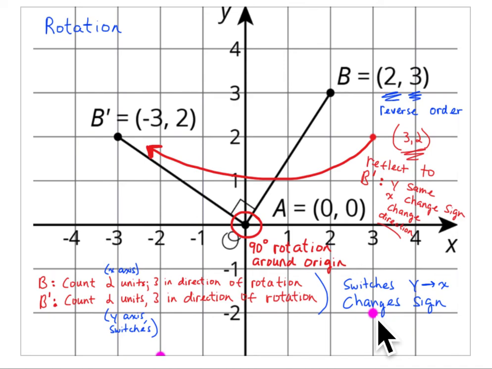So rotations are a bit complicated, but with some practice, you can use those coordinates, especially if you're doing 90-degree rotations around the origin. And you can look at the order and what signs change.